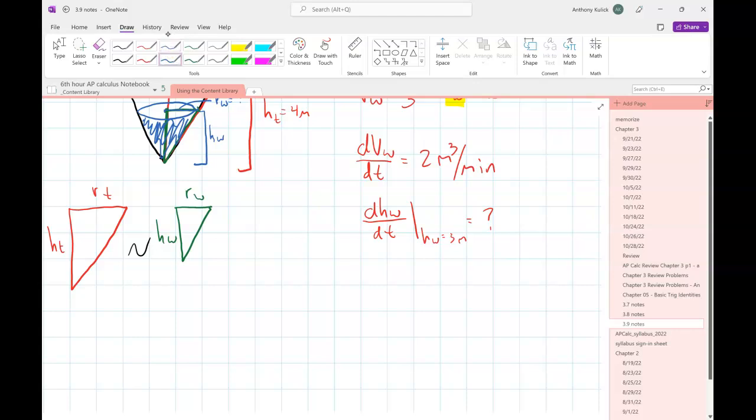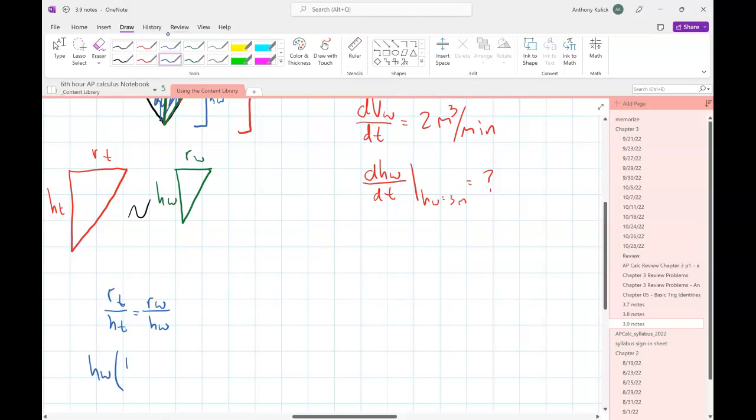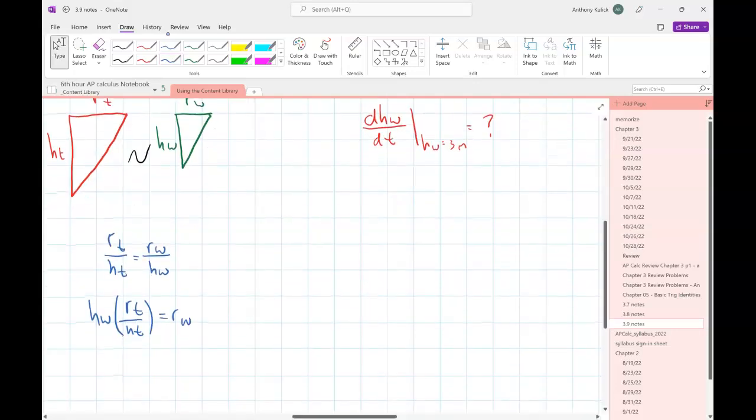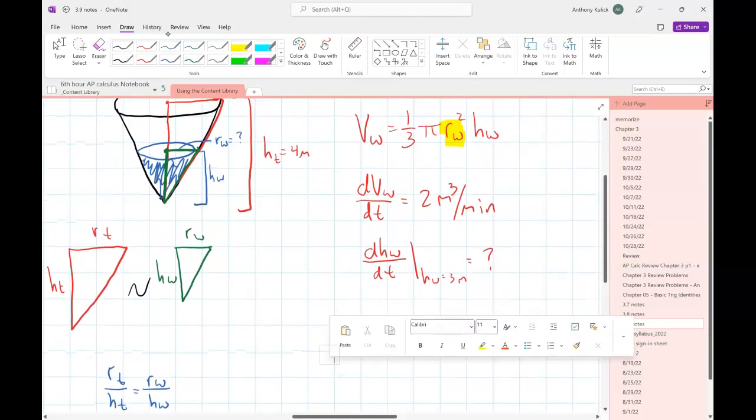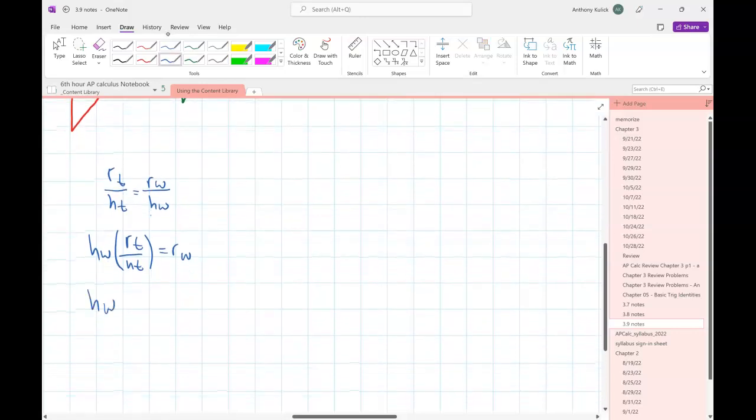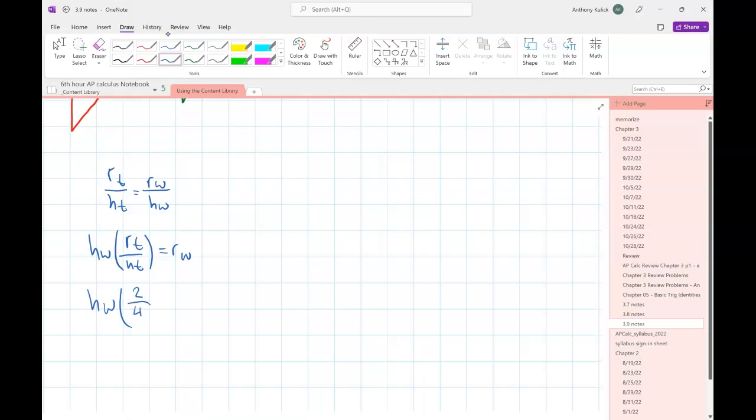All right. So I have these two triangles that are similar. What can I say about similar triangles? The ratio of side lengths is proportional. That's right. So I can say that RT over HT is equal to RW over HW. Or you could say that HW over HT is equal to RW over RT, or arrange it in a bunch of different ways that are all equivalent. Everybody's cool there? I can multiply both sides then by HW to solve for RW, which is great because HW is already in my equation, so it's not going to be adding a new variable. And RT is a constant, and HT is a constant.